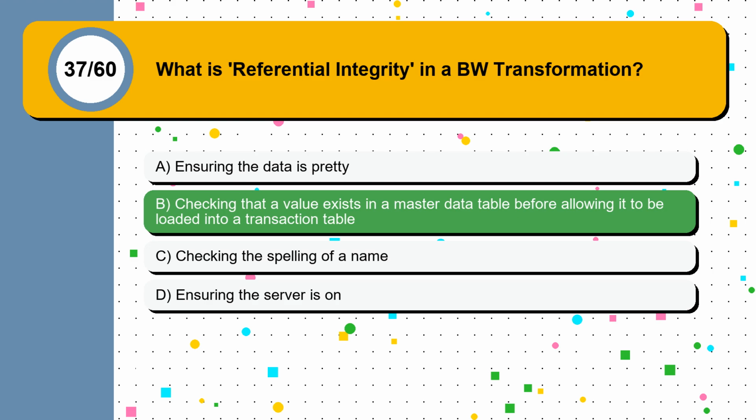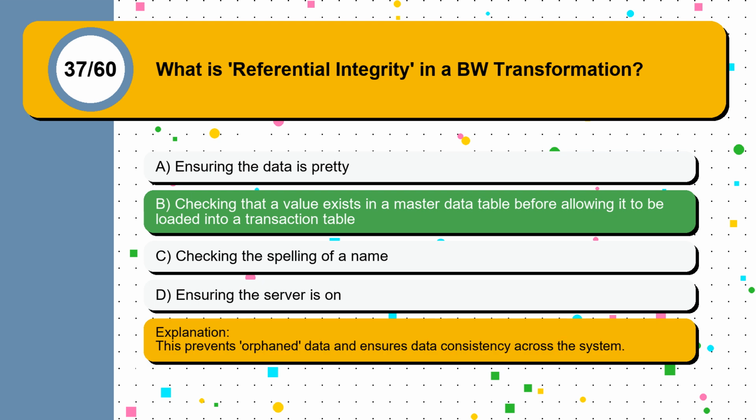The correct answer is option B, checking that a value exists in a master data table before allowing it to be loaded into a transaction table. This prevents orphaned data and ensures data consistency across the system.